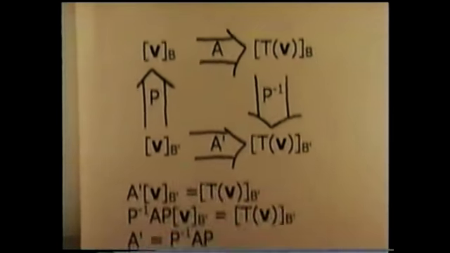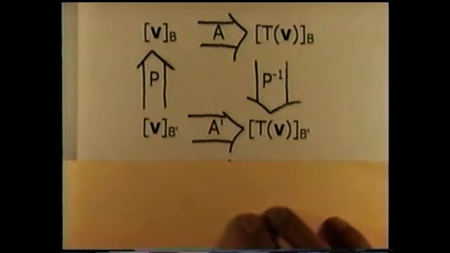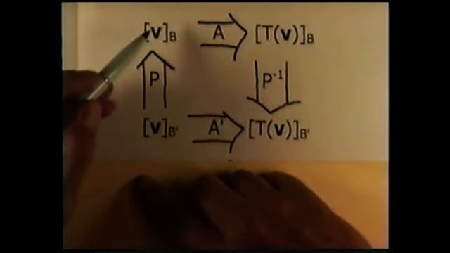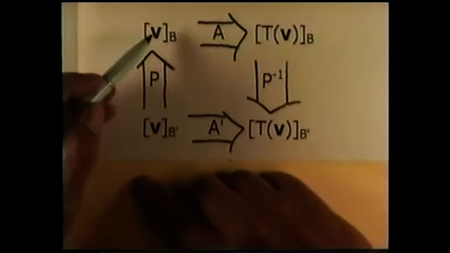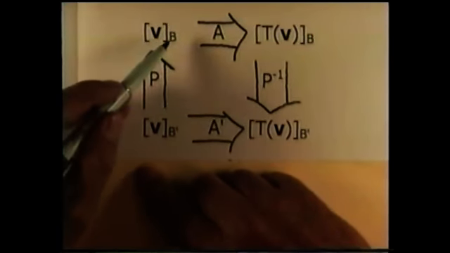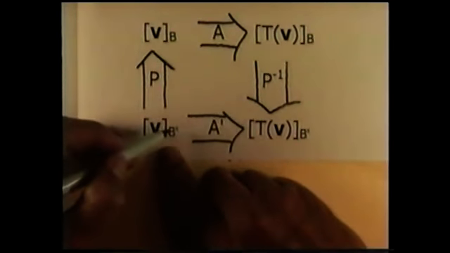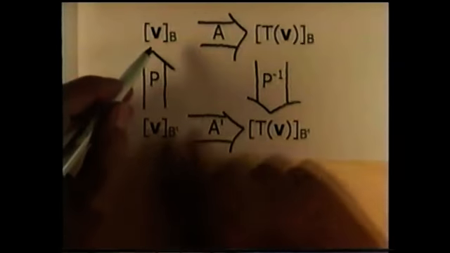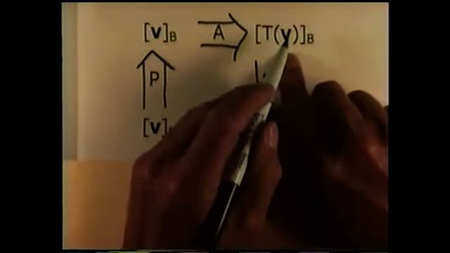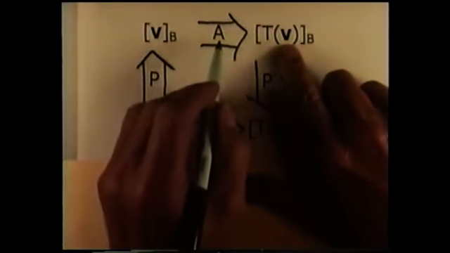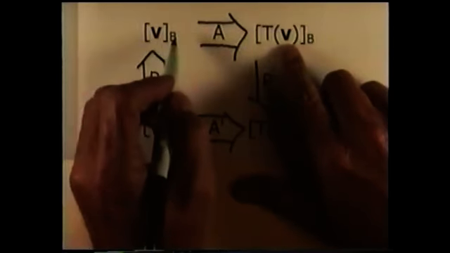I have a little chart to show you how the matrices are related. V with respect to B is going to equal P times V with respect to B prime as we go up. Now the image of V under T with respect to B is going to be A times V with respect to B.